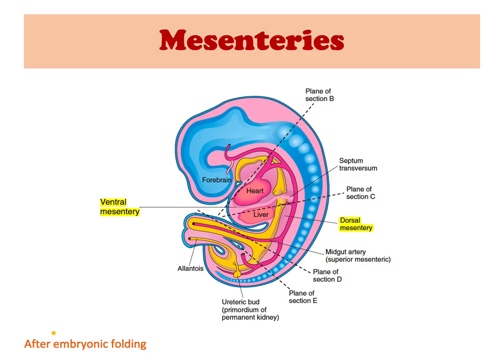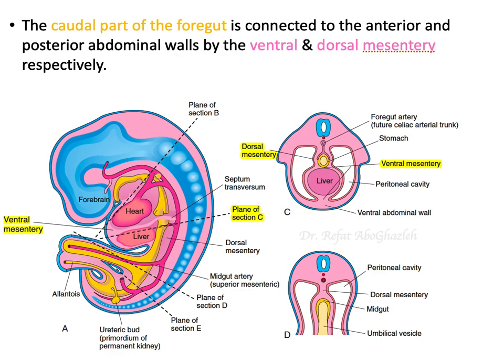Jumping quickly to the mesenteries, you know that the mesenteries connect the visceral organs to the body wall, hanging them inside that cavity, and they are the root for vessels, nerves, and lymphatics. They also create partitions in the abdominal cavity, for example.